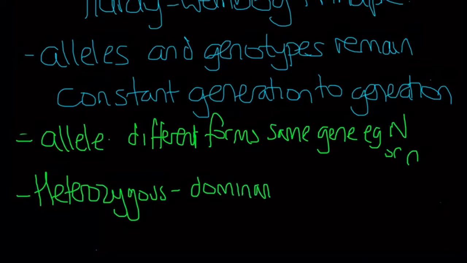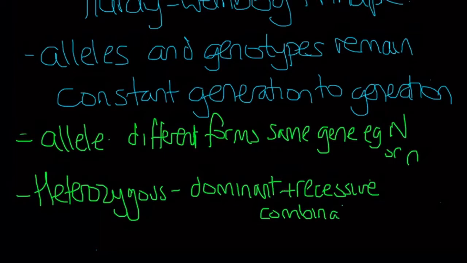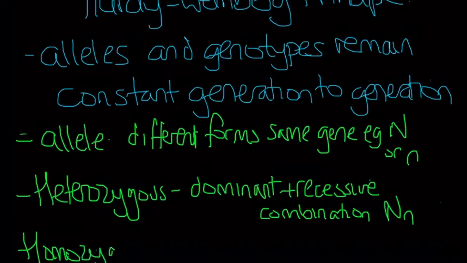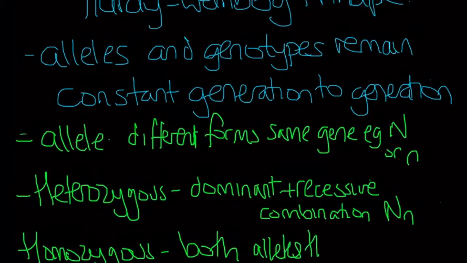Heterozygous, the dominant and recessive alleles are together. So for example, big N, small n. So the dominant characteristic would be seen. And then homozygous, both alleles are the same. So this could be either two dominant alleles present or two recessive alleles present. Remember, they always come in pairs in the genotype.